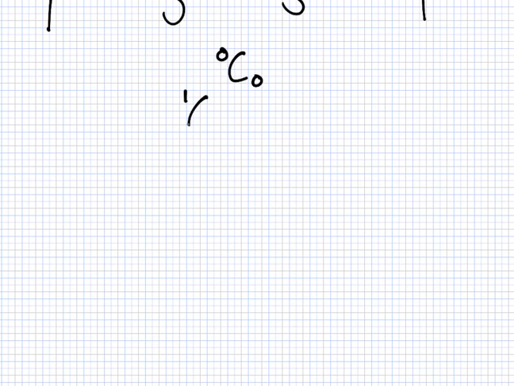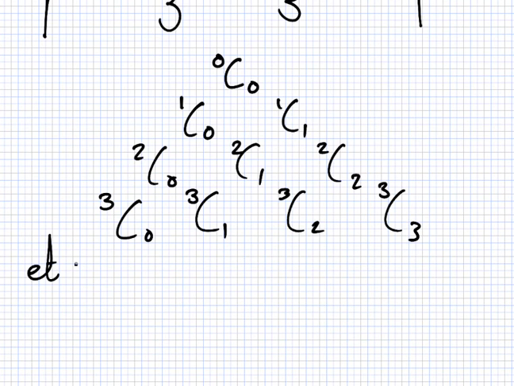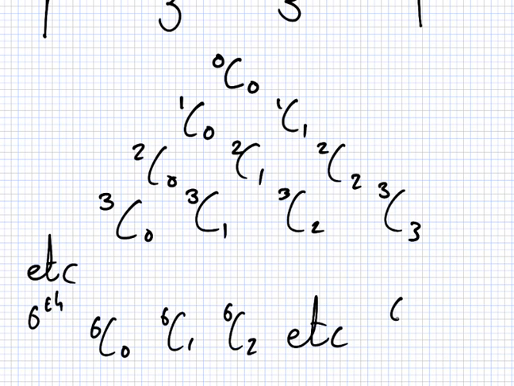0C0, 1C0, 1C1, 2C0, 2C1, 2C2, and then here 3C0, 3C1, 3C2, 3C3, etc. So for example, if you want the 6th row, it's 6C0, 6C1, 6C2, etc., all the way until 6C6. So this is very convenient for you. Let's look at using that.